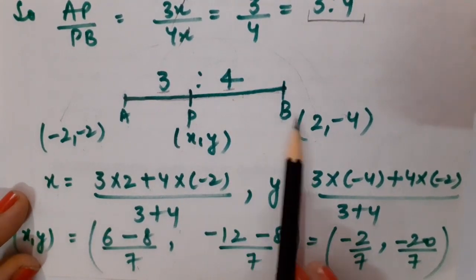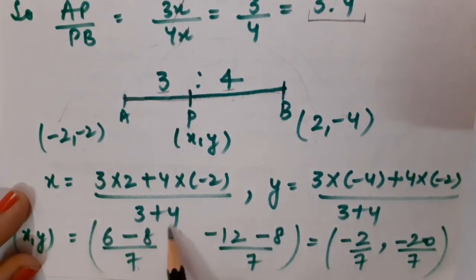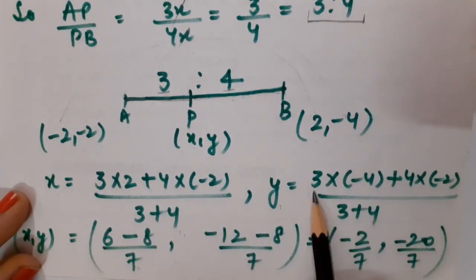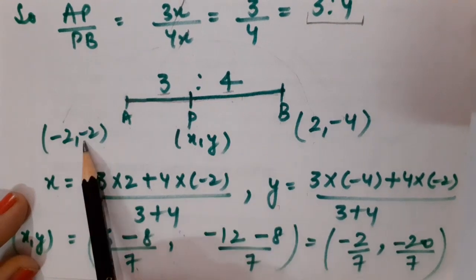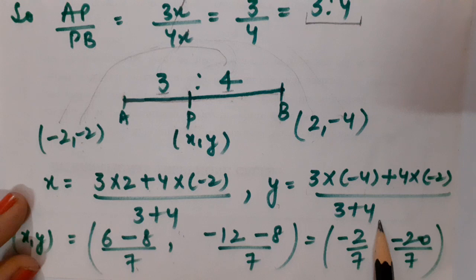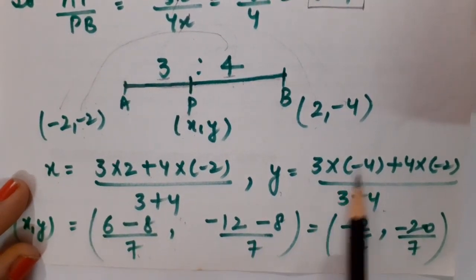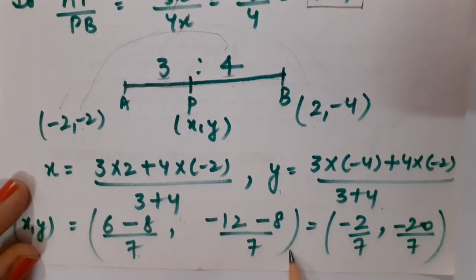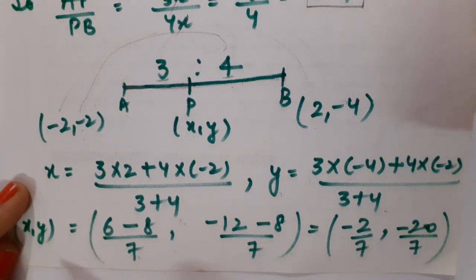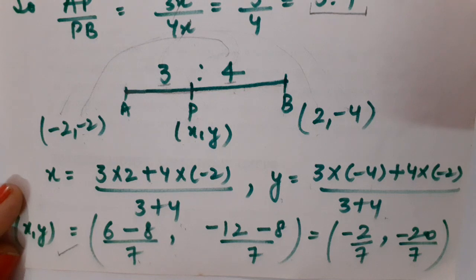X is equal to 3 into 2 plus 4 into minus 2 upon sum of the ratio, that is 3 plus 4. Now Y is equal to 3 into minus 4 plus 4 into minus 2, upon 3 plus 4. So I have got 6 minus 8 upon 7, and here I have got minus 12 minus 8 upon 7. That is minus 2 upon 7 and minus 20 upon 7. These are actually the values of x and y, which are the coordinates of the point of division.